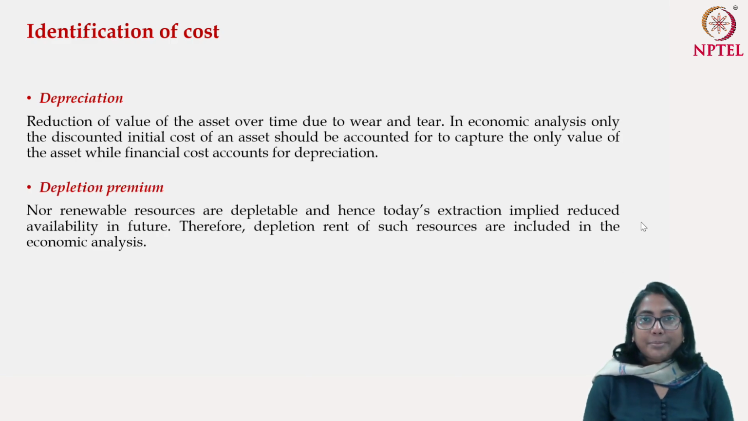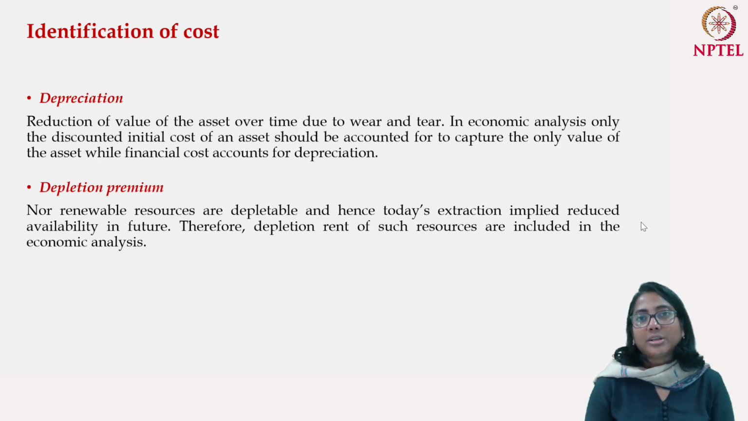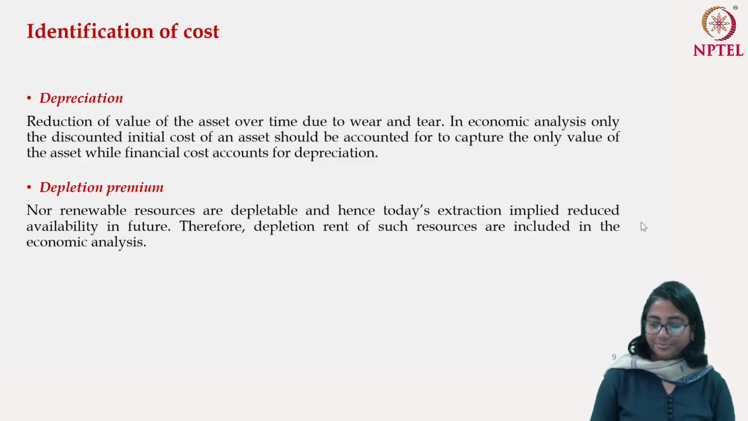The fifth one is called the depletion premium. What is the depletion premium? If you think about non-renewable resources, these resources are depleted. There is a depletion at some point of time. It will no longer be there to be extracted, and beyond that point we are not able to use this kind of resource. Because we are depriving the future from the use of these resources and using them today, this is called the depletion premium. This depletion premium or depletion rent is included in the economic analysis. So this is something like a time value.